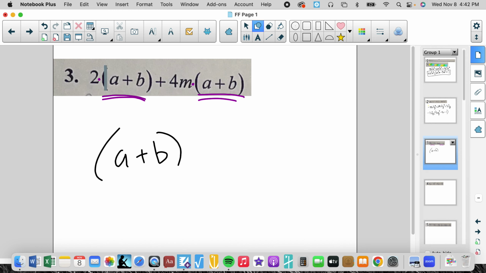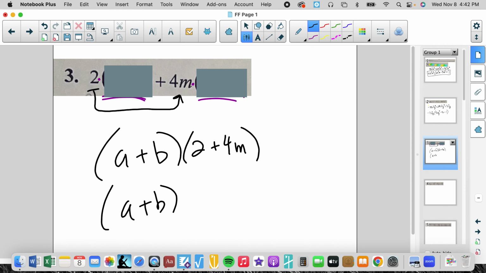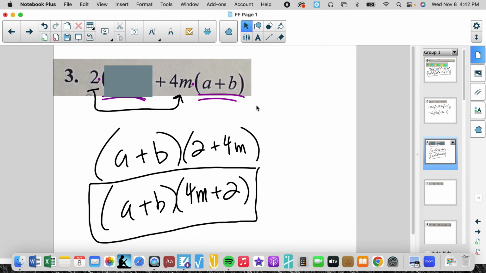So if we remove that, notice what we're left with: 2 plus 4m. We would rewrite that because we want it in standard form. It looks better as 4m plus 2, and that would be our answer. So when we factor those things out, we pull it out, and then we get 4m plus 2. So that's a nice little tricky one.